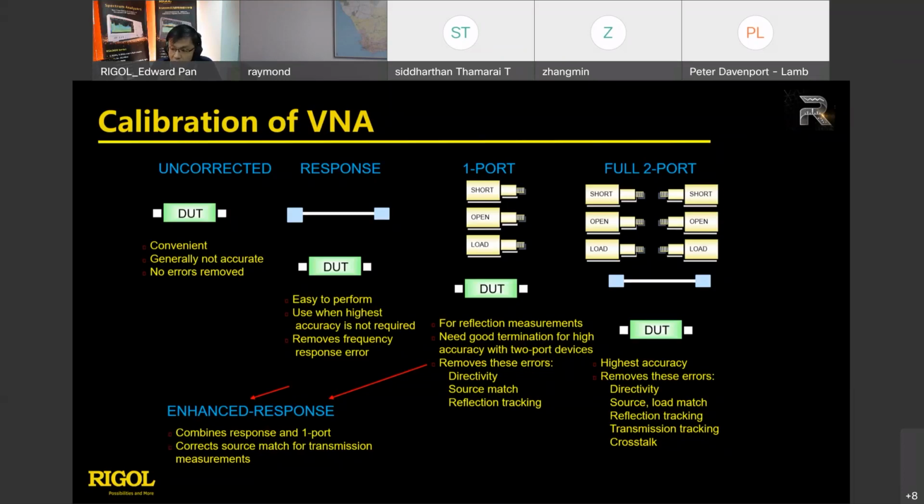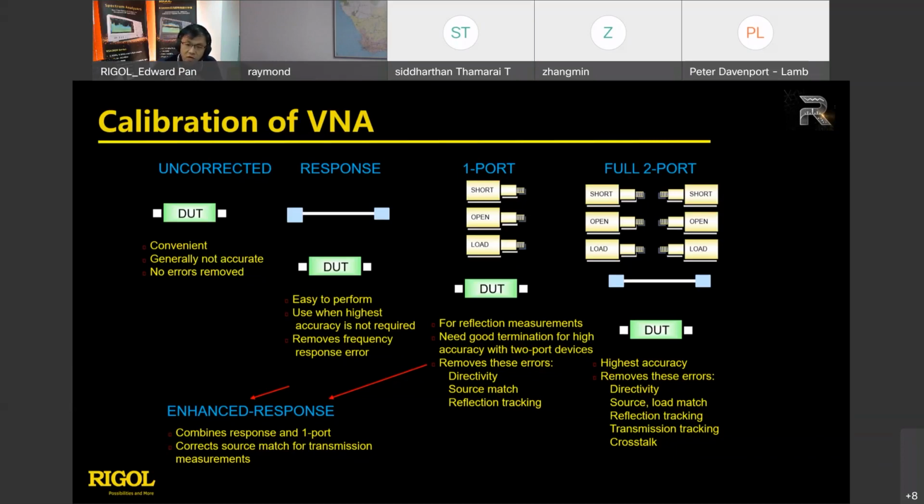So the most important one to remove the residual, we need to do the open short load calibration procedures. This is the single port procedure. You can use the open short load to do the calibration. It is very easy to perform if you have the kit, like the open kit, short kit, and the 50 ohm kit, even a 75 ohm kit or any impedance values as you like.